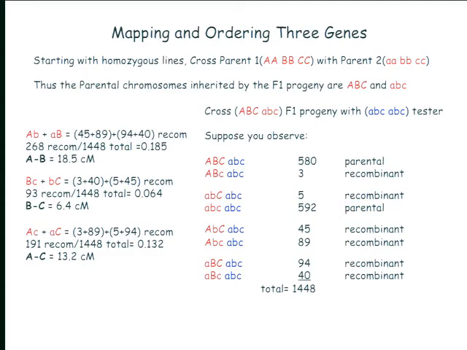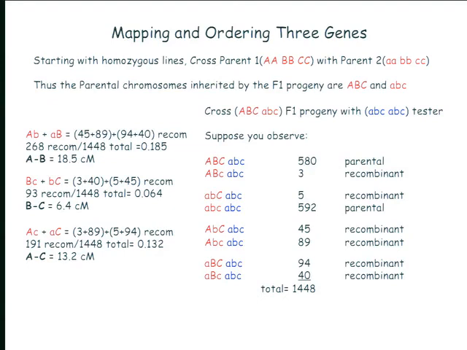There must have been a recombination event that took place there to recombine the big A and big B alleles with the little c allele. We had 5 plants that were little a, little b, and big C, another recombinant that you didn't find in the parents. Same down here: you have big A, little b, big C; big A, little b, little c; little a, big B, big C; little a, big B, little c. So again, we have a total of 1,448 progeny, but now we've got a different combination of recombinants.